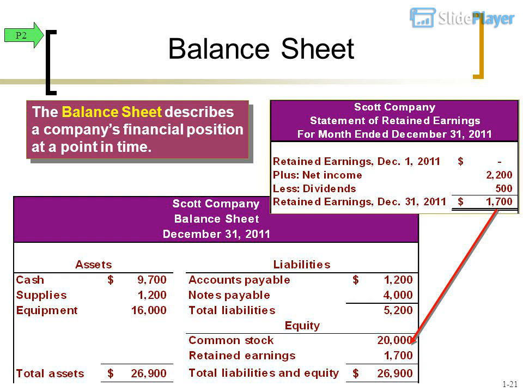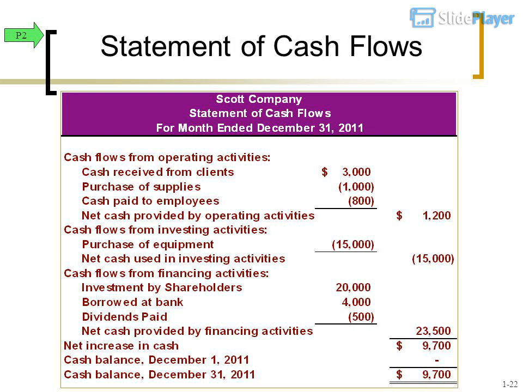The common stock account has a balance of $20,000 and we just calculated the ending balance in retained earnings of $1,700. You can see that the books are in balance because total assets are equal to total liabilities plus equity. Creditors have claims against our assets of $5,200. The owner has claims to assets of $21,700.